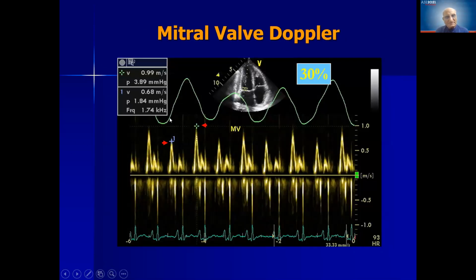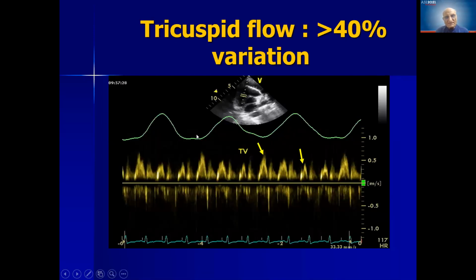In the mitral valve, inspiration had less filling and expiration had more filling. Here, during inspiration, there was more filling of the tricuspid valve for the same reason, and in expiration it is much decreased, and the variation was about 40%. So this is what is known as ventricular interdependence and dissociation between intrathoracic and intracardiac pressure.